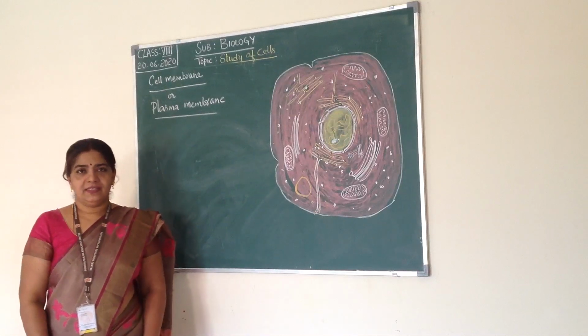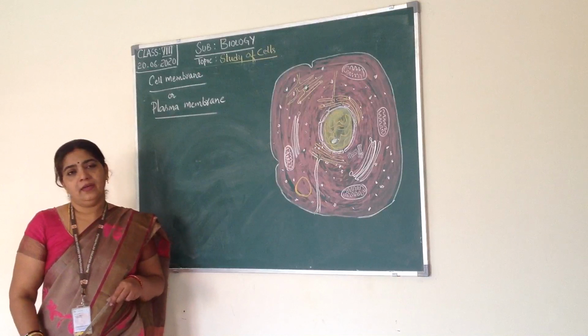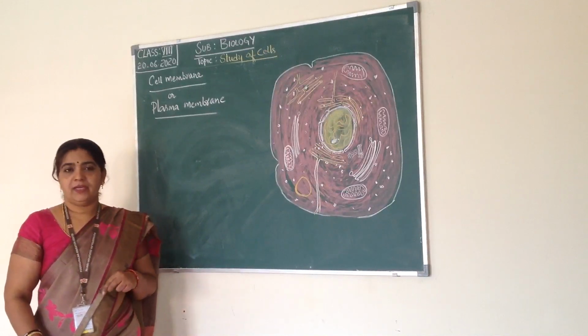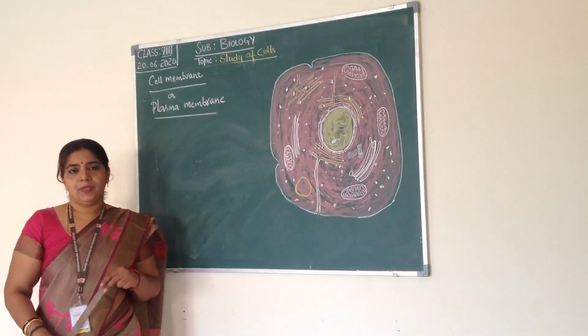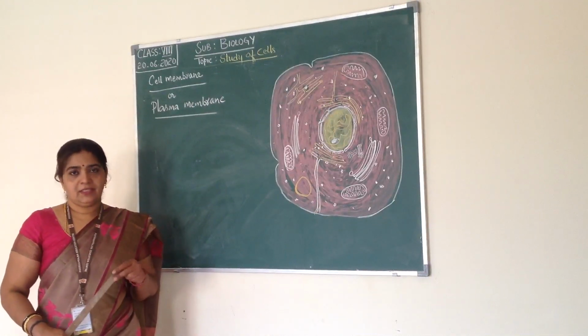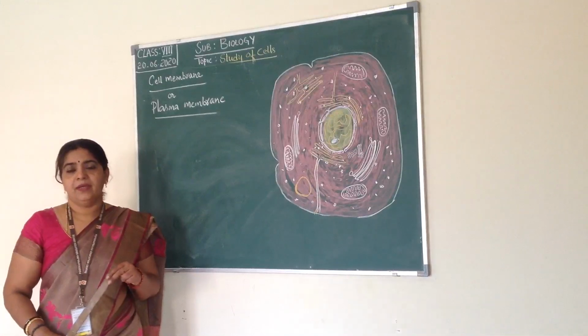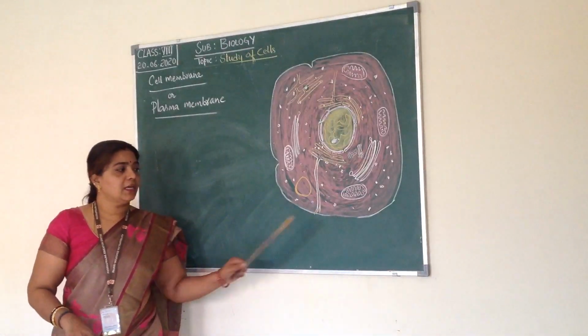We already learned that when we look at a cell under a compound microscope, we can identify three regions: cell membrane, cytoplasm and nucleus. We already discussed what a cell membrane is. A cell membrane is a covering which protects the inside of the cell.